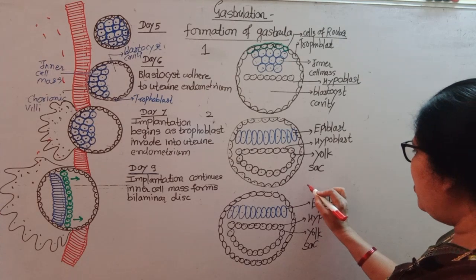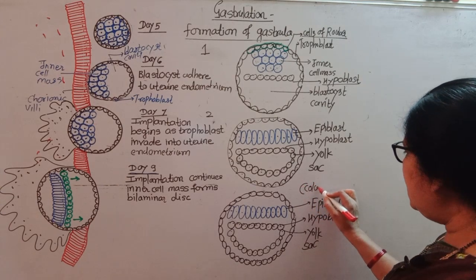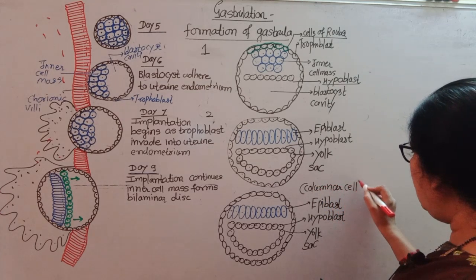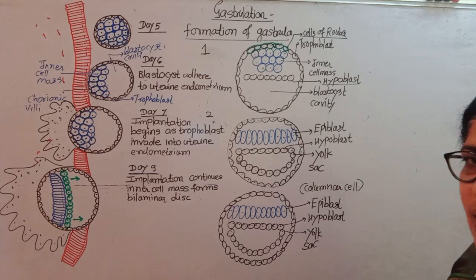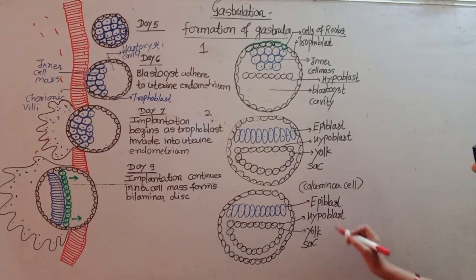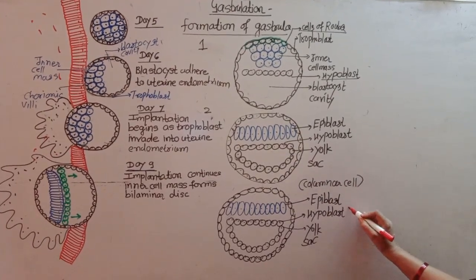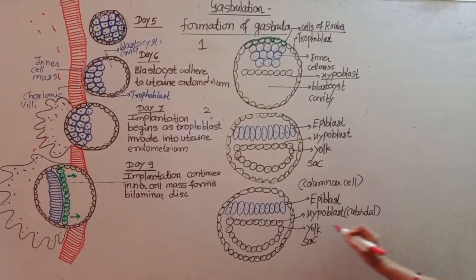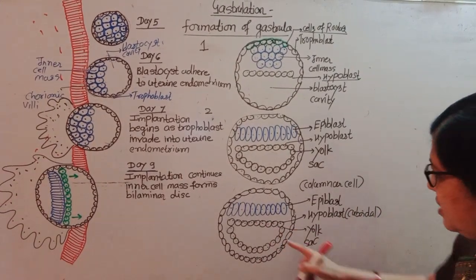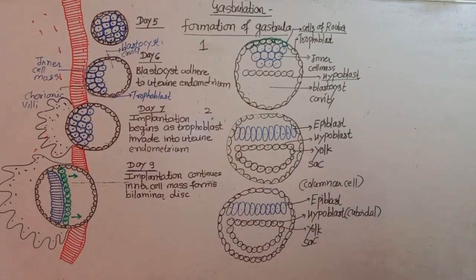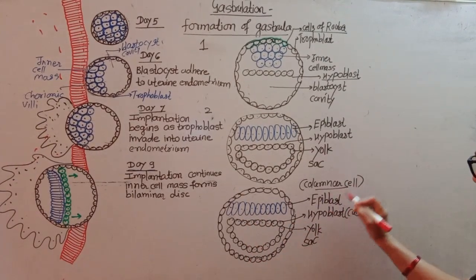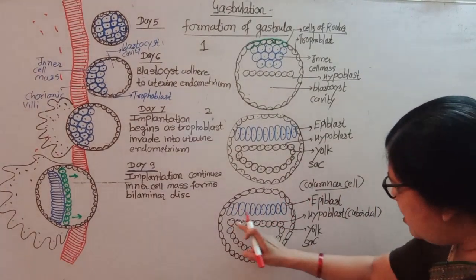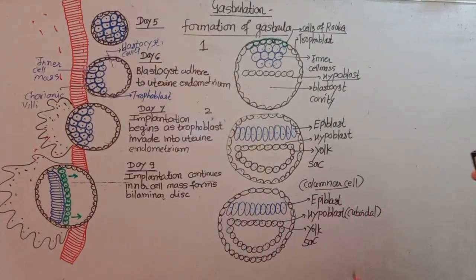The epiblast forms from columnar cells. The cells present in the epiblast are columnar cells, tall like a column, but the cells present in the hypoblast are cuboidal, cube-like cells. So these cells are columnar cells, and these cells are cuboidal cells.